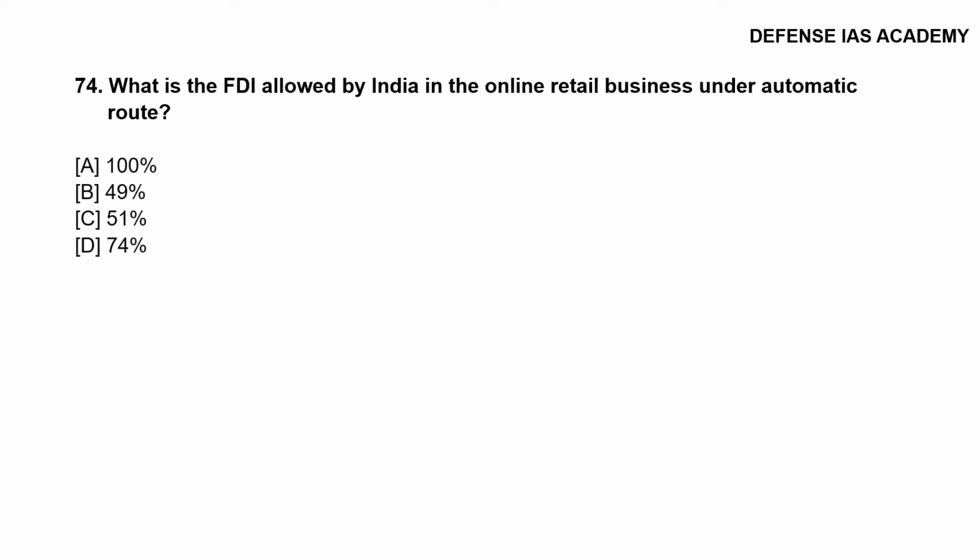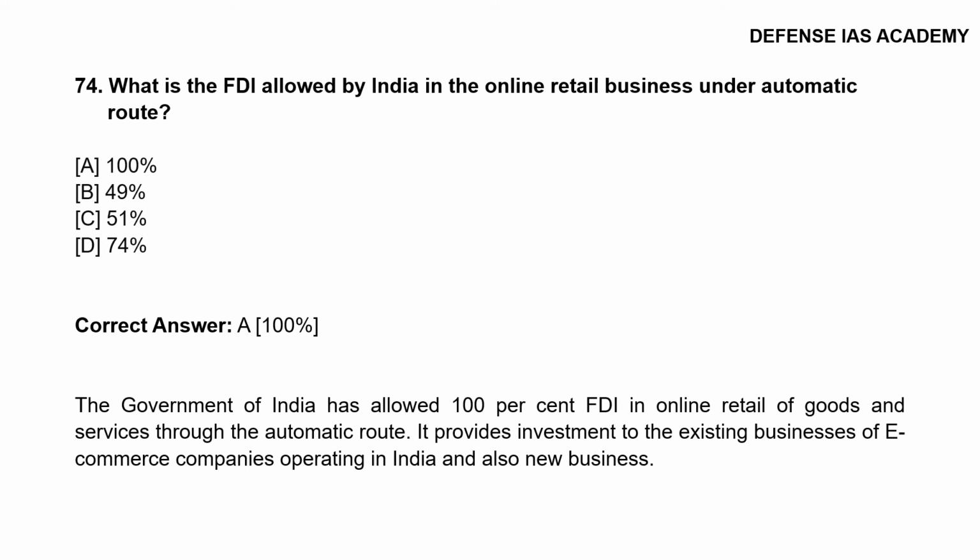Question number 74. What is the FDI allowed by India in the online retail business under automatic route? The correct option is option A, 100%. The Government of India has allowed 100% FDI in online retail of goods and services through the automatic route. It provides investment to the existing businesses of e-commerce companies operating in India and also new business.